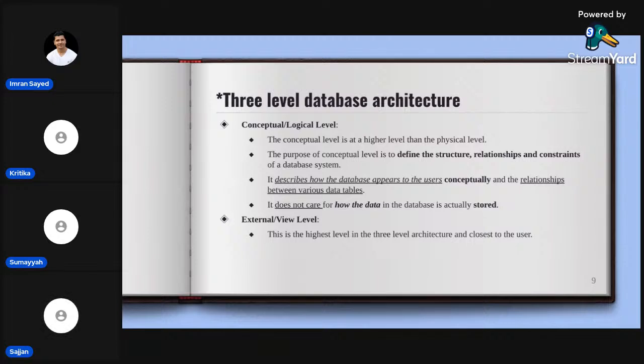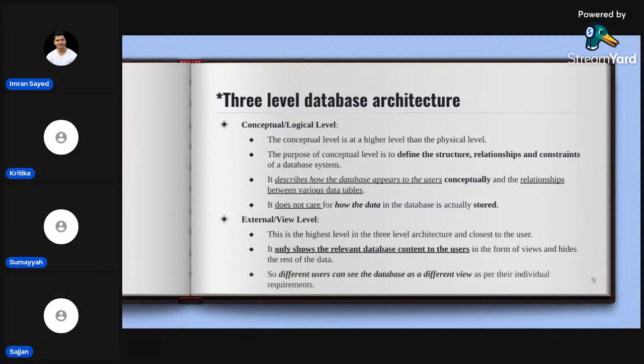External level. This is the highest level in the three-level architecture and closer to the user. It only shows the relevant database content to the user in the form of views and hides the rest of the data. So different users can see the database as a different view as per their individual requirements.